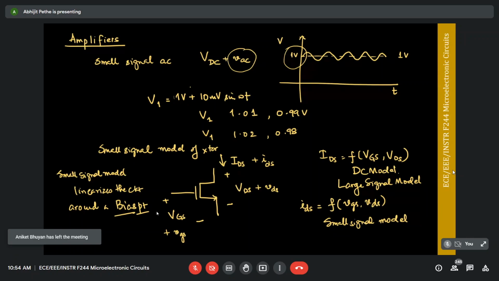Okay, so I'll stop here. We'll start with the small signal model in Monday's class, and then we will look at what a bias point is, and how an amplifier looks.